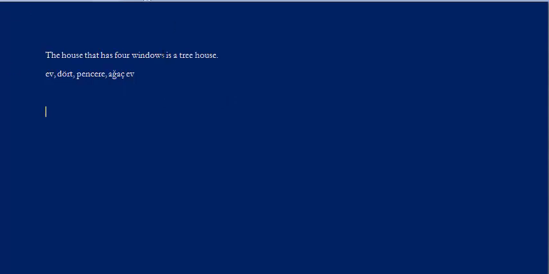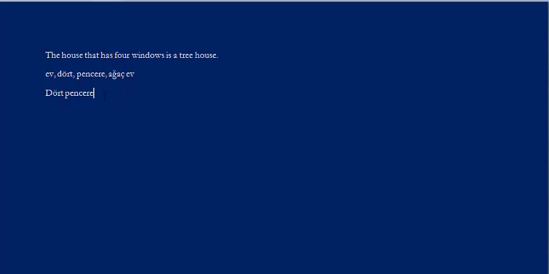So this is our adjective clause that has four windows. So window is pencere, and four windows is dört pencere. Never ever say dört pencereler, okay? Never ever say this. This is wrong on so many levels. We don't use the verb. We don't use the plural suffix with numbers. Dört pencere. It's obvious that it's plural. There are four of them. Okay, so you don't have to show it twice.